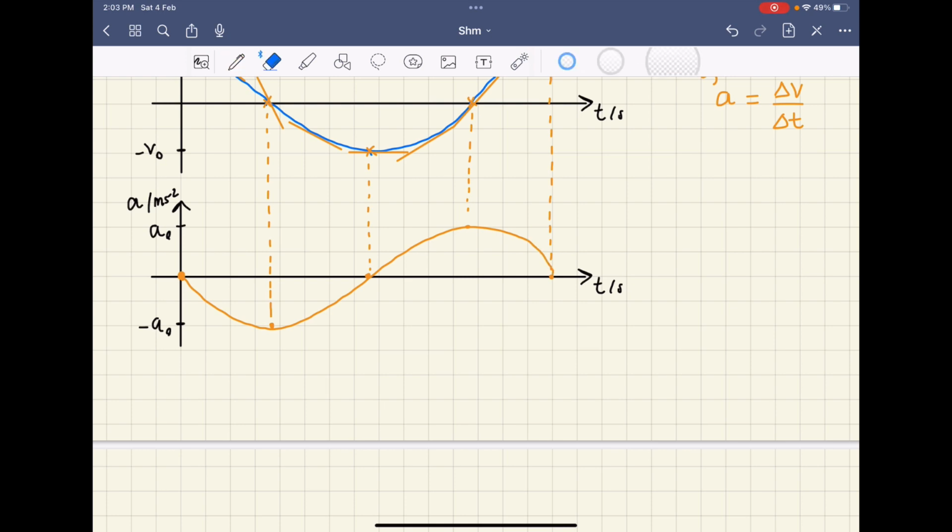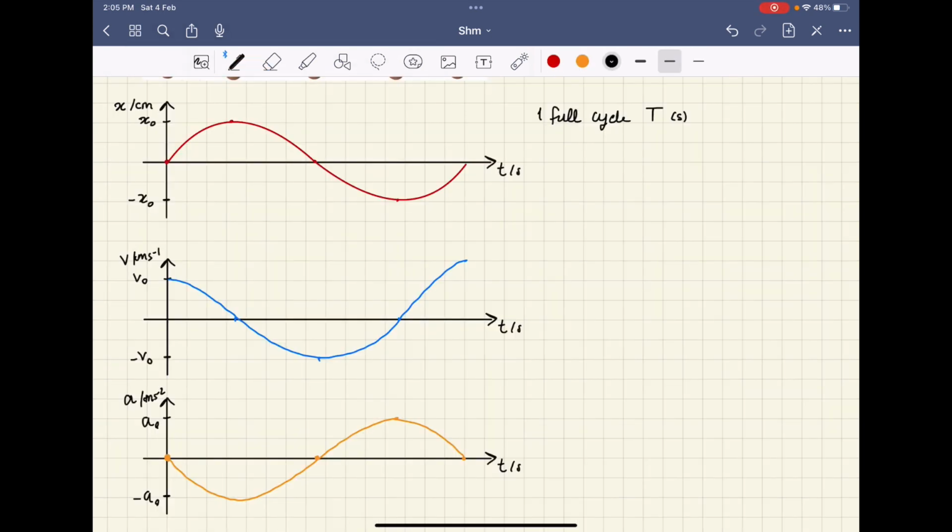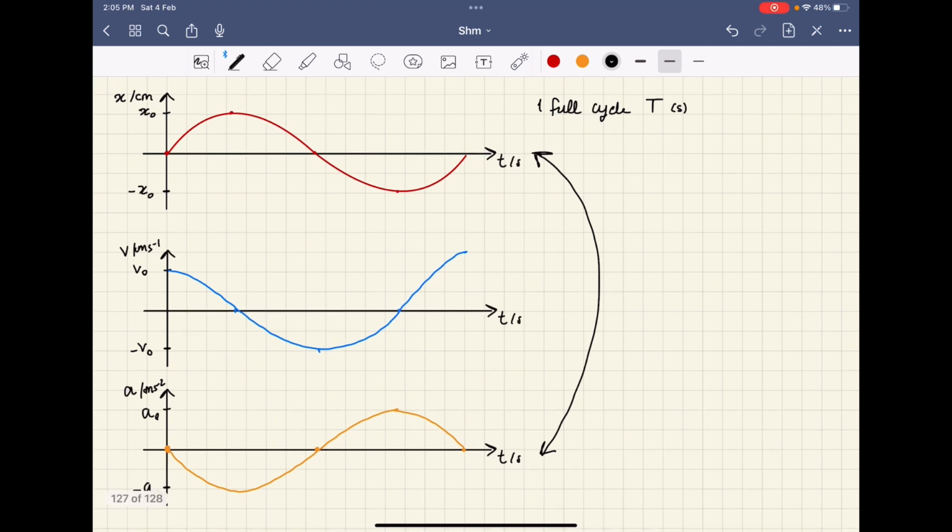Okay, this part isn't quite good. All right, look at this. Beautiful, isn't it? So what we can see is that these two graphs show us the same exact variation, so they're proportional, but acceleration is negative whenever displacement is positive. So this can show us that acceleration a is proportional to x, the displacement, but in the negative sense.